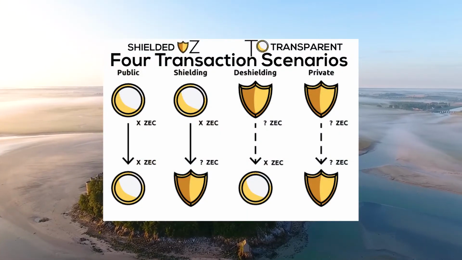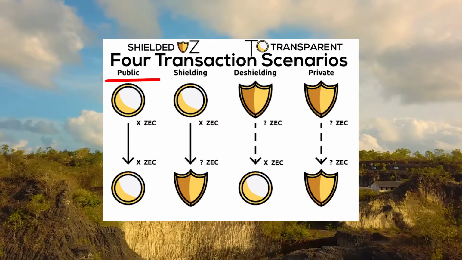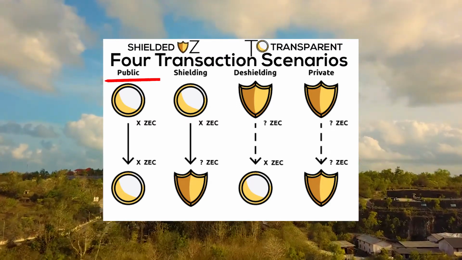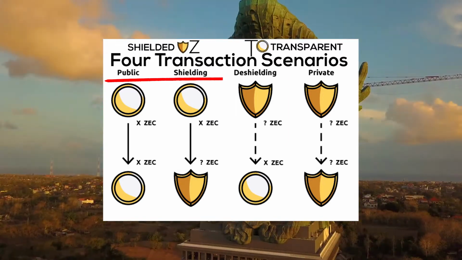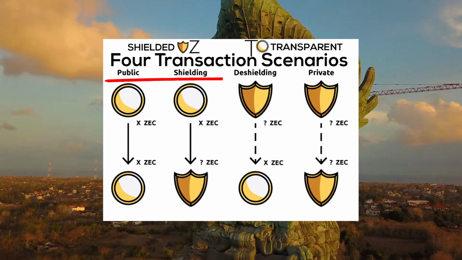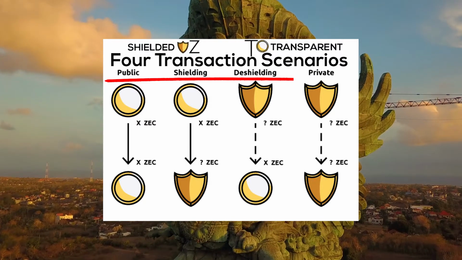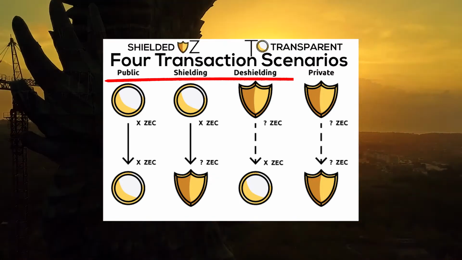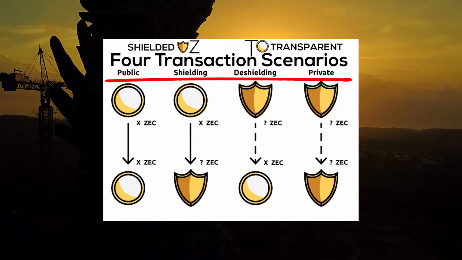When a T address sends to another T address, obviously it's public since both addresses are transparent. When a T address sends to a Z address, then it's shielded, meaning the amount of the transaction is hidden. When a Z address sends to a T address, then it is deshielded, meaning the amount of the transaction is revealed. And lastly, if a Z address sends to another Z address, then it stays private. So those are the four possible scenarios and their outcome.